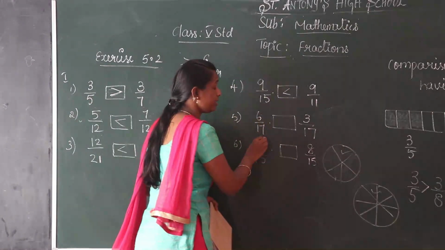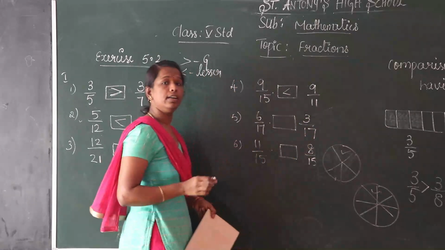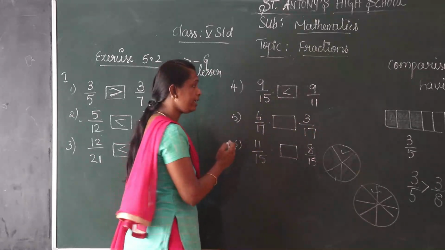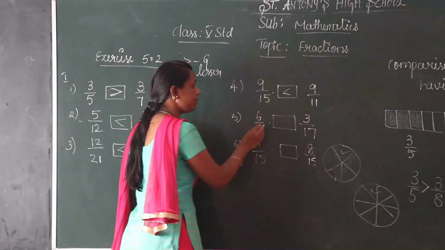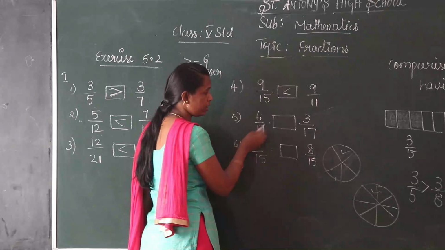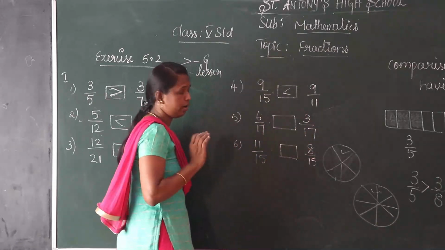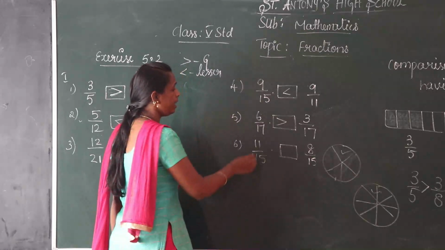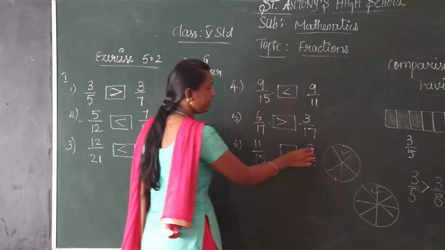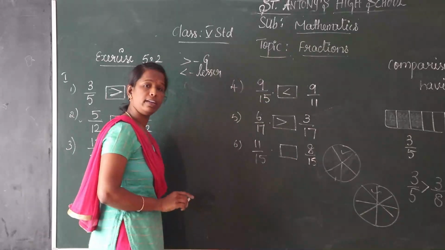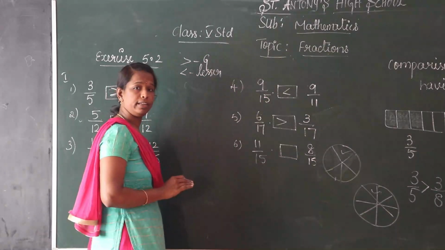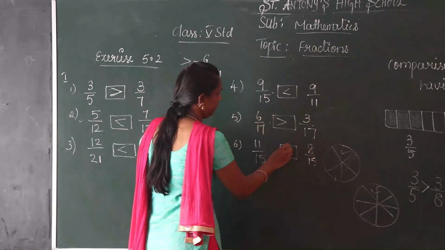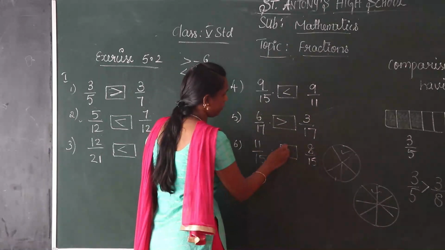Next, 6 by 17 and 3 by 17. Here the same denominator but different numerators. Which is the greatest number and the smallest number? 6 by 17 is the greatest fraction. 3 by 17 is the smallest fraction. So write this is the greater number. Here 11 by 15 and 8 by 15. Different numerators, same denominator. Which is the smaller number? The smaller fraction is 8 by 15. 11 by 15 is the greater one.